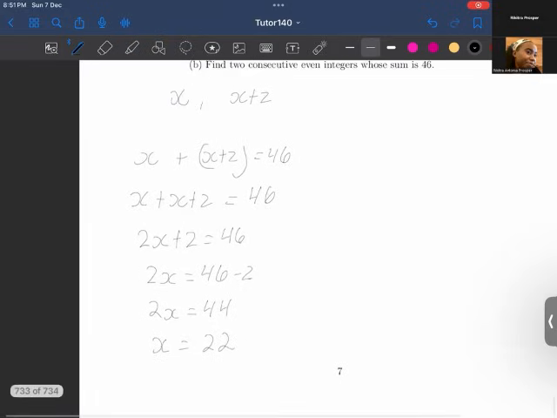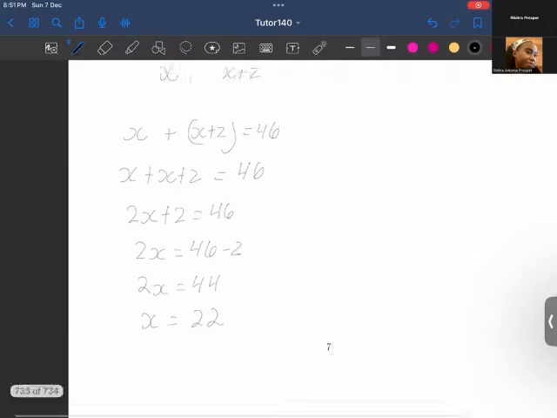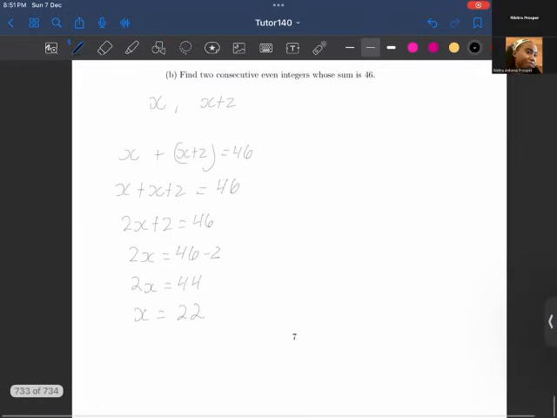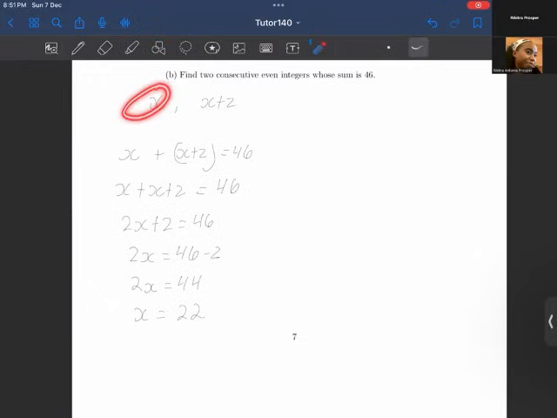We found the first consecutive even integer, but we'll put the next one, right? So we're going to add 2 to 22 because x is 22. Now we need to find x plus 2. What is x plus 2? 22 plus 2 is 24. So the 2 consecutive even integers are 22 and 24 because 22 plus 24 is equal to 46. Okay, so these are the 2 consecutive even integers, right?